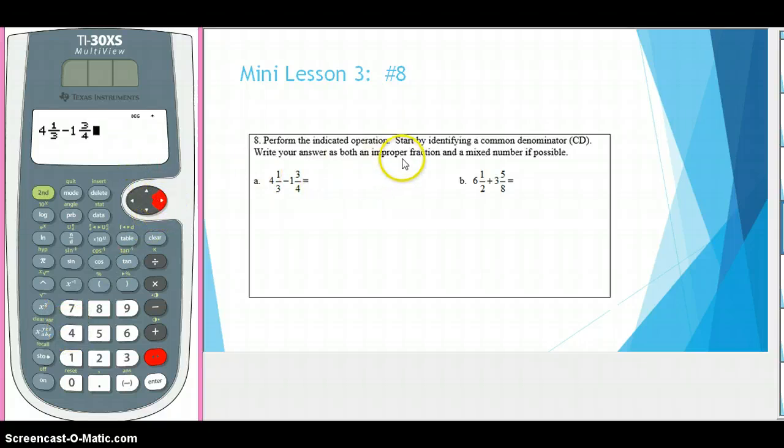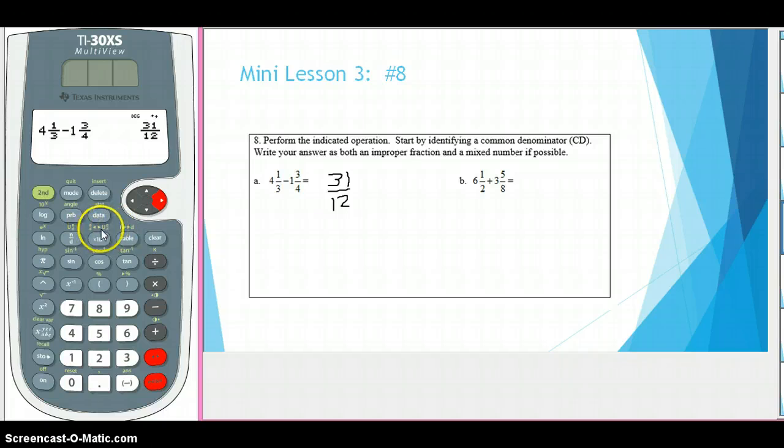Okay. So also notice it says write your answer as both an improper fraction and a mixed number if possible. So let's see what we get. This is about 4, this is about 2, so we're going to get something around 2. I'm just estimating. And we have 31/12. That is an improper fraction because 31 is greater than 12. So I need to write this as a mixed number as well.